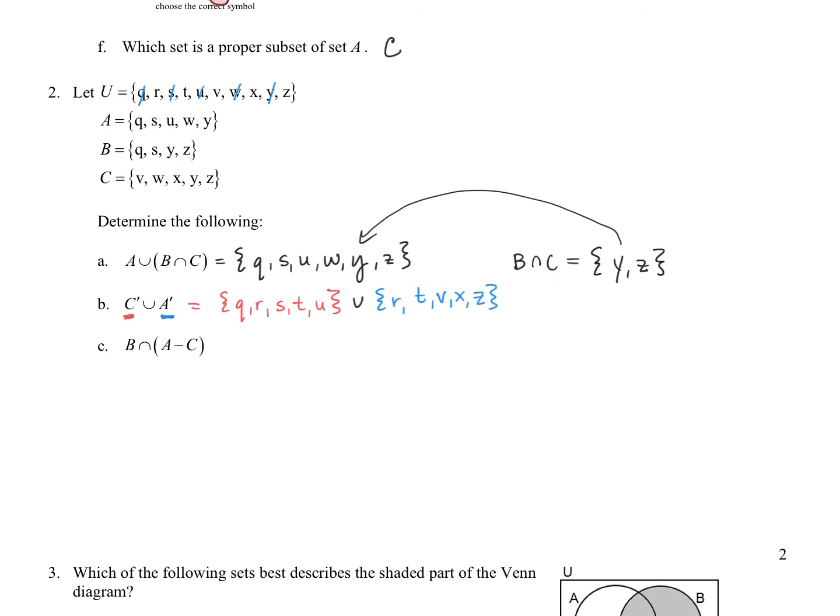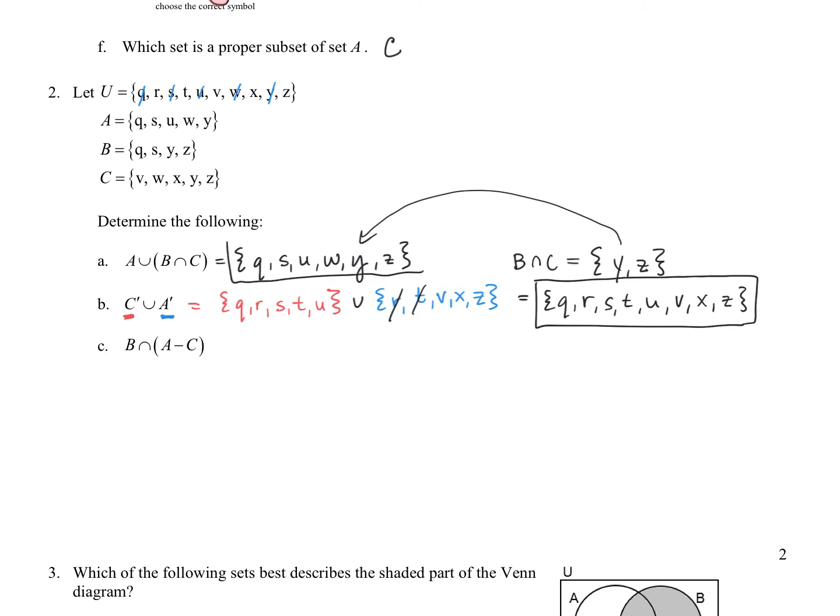Okay, now we're going to combine these together with a union. That means we're just going to write them all down in one big set. So we would have to include Q, R, S, T, U. And then we also have to include V, X, Z. So that would be our solution right there. Okay. And up here, remember that this was the solution.